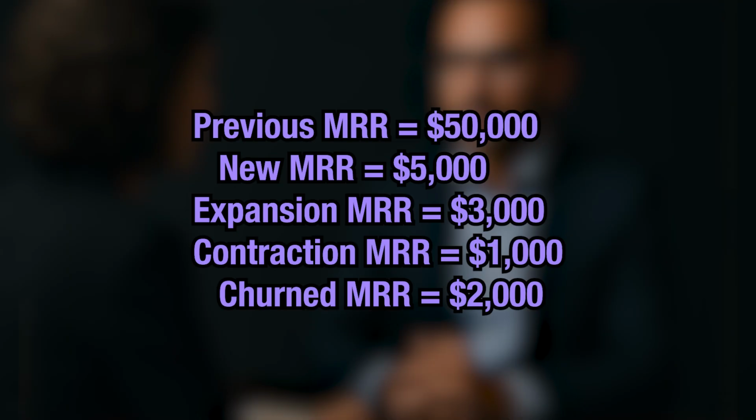Let's take an example. Your previous month MRR was $50,000. New MRR is $5,000. Expansion MRR is $3,000. Contraction MRR is $1,000. And churned MRR is $2,000. In this case, your MRR grew by $5,000 net in this particular month.